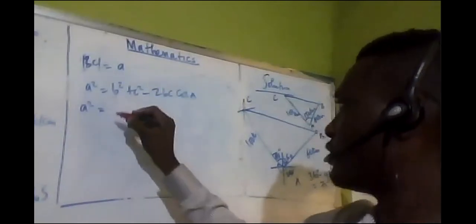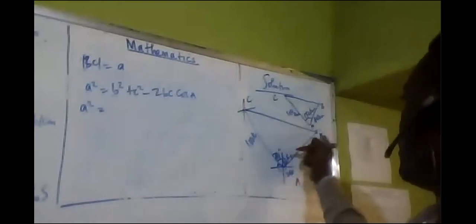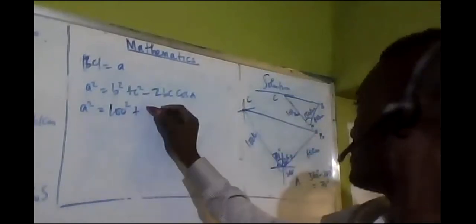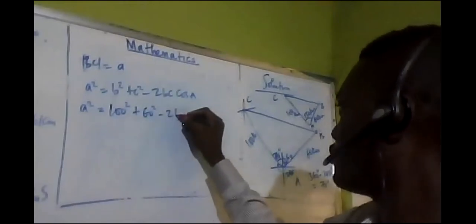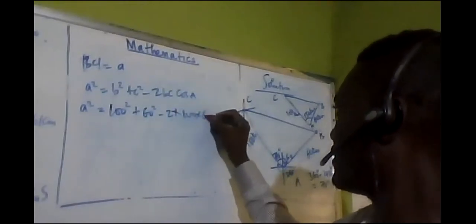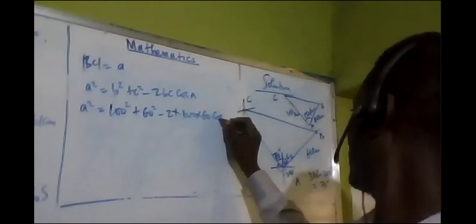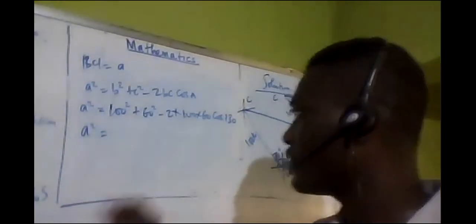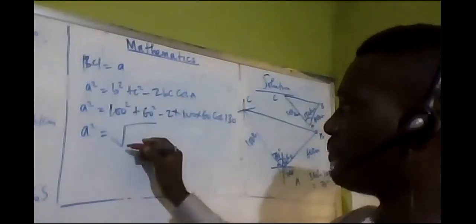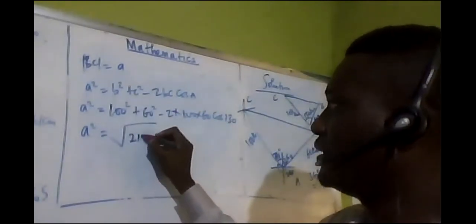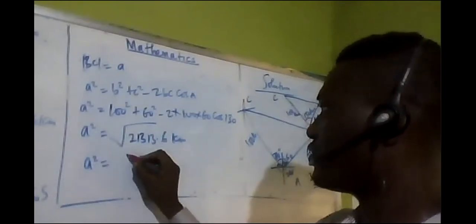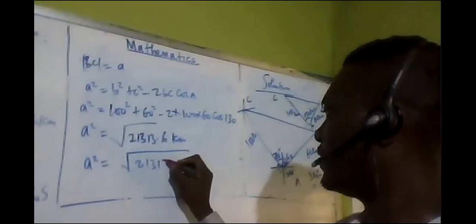So a square is equal to b square plus c square minus 2bc cos A. A square is equal to b square, this is small b, 100 square, plus this is small c, 60 square, minus 2 times 100 times 60 cos 130. So a square, when you solve everything perfectly, you get square root of 21313.6 kilometer.